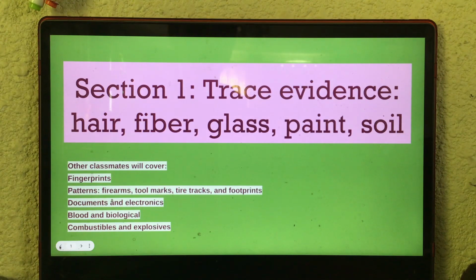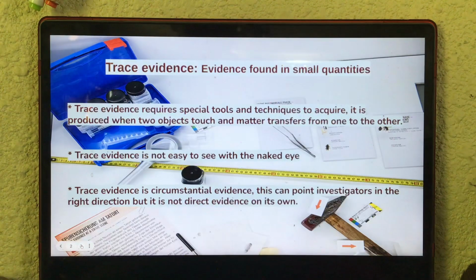Section 1. Trace evidence, hair, fiber, glass, paint, and soil. Trace evidence is evidence that is found in small quantities. This means the size of the substance found is small when looking at it with the naked eye, not that there is necessarily a small amount of evidence.